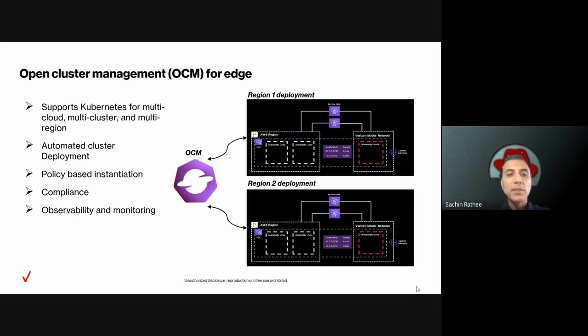Open Cluster Management, which is supported as Advanced Cluster Management by Red Hat, solves the problem by deploying and ingesting cluster configuration from multiple Kubernetes platforms and using it to manage edge applications deployed anywhere. Once clusters are under Advanced Cluster Management, users can get full observability and can manage all Kubernetes clusters from a single dashboard. Orchestration of applications can be done based on various policies, making sure that the deployment is done based on your compliance requirements.